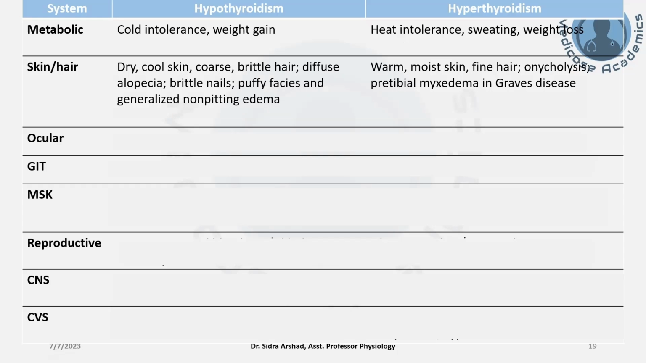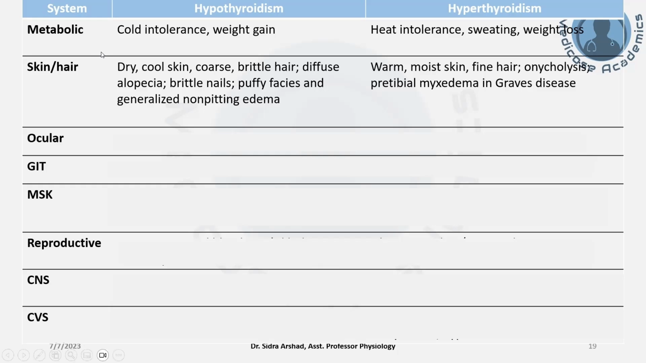As far as skin and hair changes are concerned, in hypothyroidism, dry, cool skin with coarse and brittle hair is seen. There is diffuse alopecia, brittle nails, puffy face, and generalized non-pitting edema. We are going to see the mechanism of that shortly. In hyperthyroidism, the skin is going to be warm, moist, with fine hair, onycholysis, and pretibial myxedema in Graves' disease. We're going to see what exactly is Graves' disease and why these features are actually occurring.